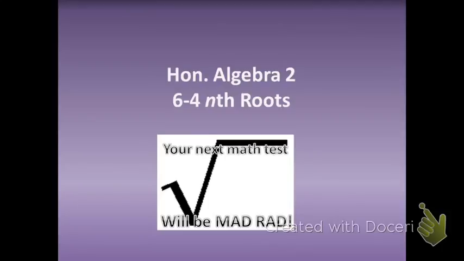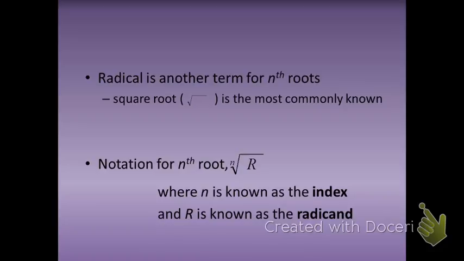You've probably heard me say radical before. It's the main type of root. All right, you guys know square roots. Square roots, we've been doing for a long time now. Square root is a type of radical. So the radical is the general term. Square root is the specific term, or specific case, for a radical.